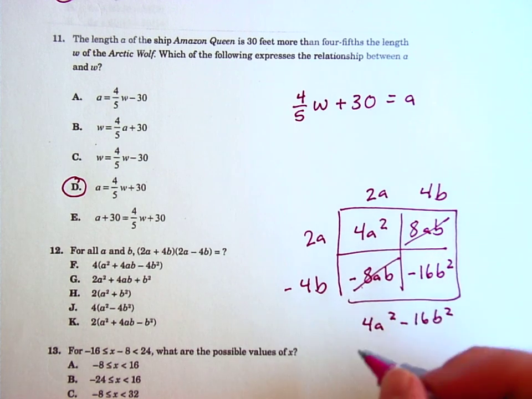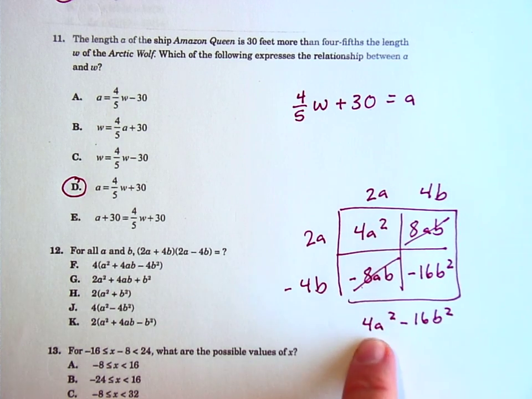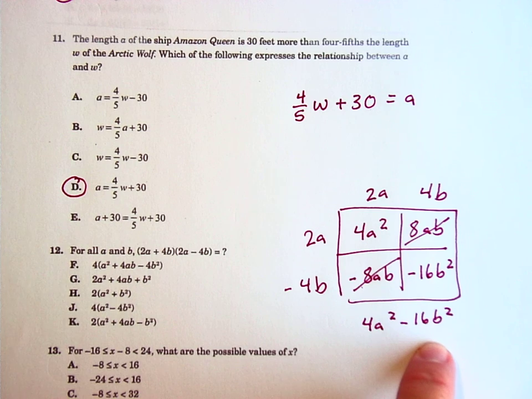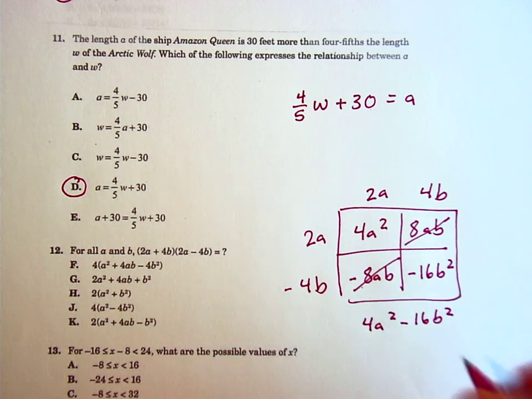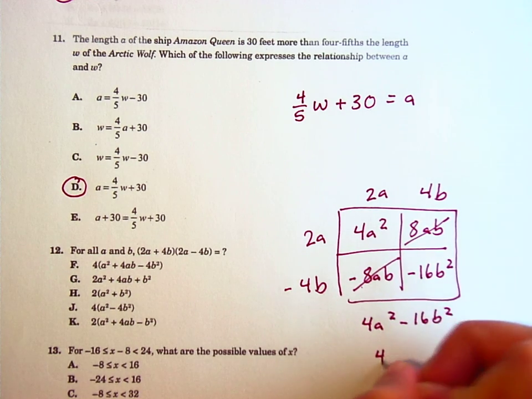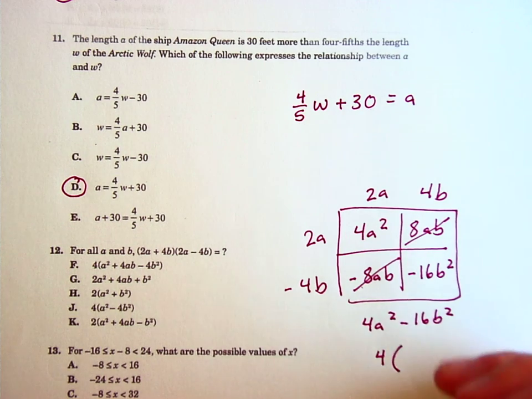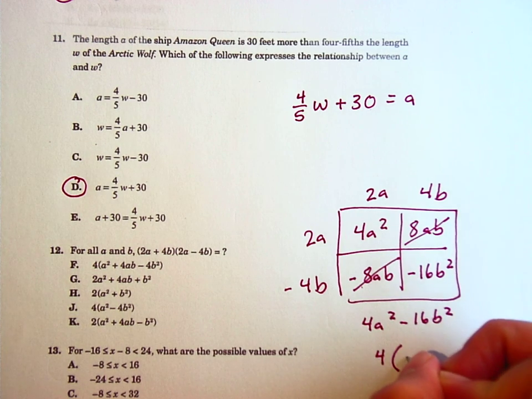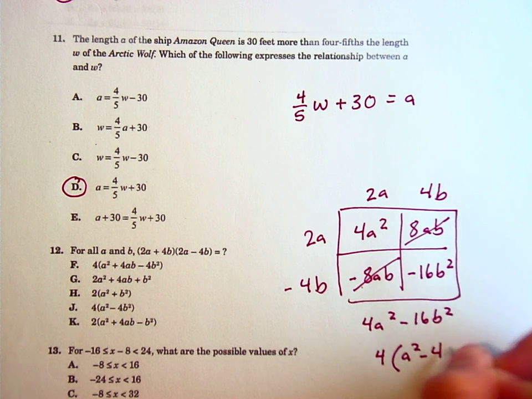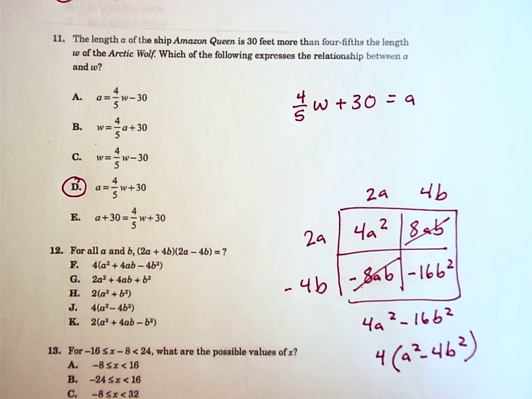But the problem with that is that 4 actually still goes into both of them. And so if you divide by 4, or if I kind of backwards distribute, it's like I'm taking it out. I'm going to take out a 4, and I'm left with just a minus 4B squared. So that would be J, that choice.